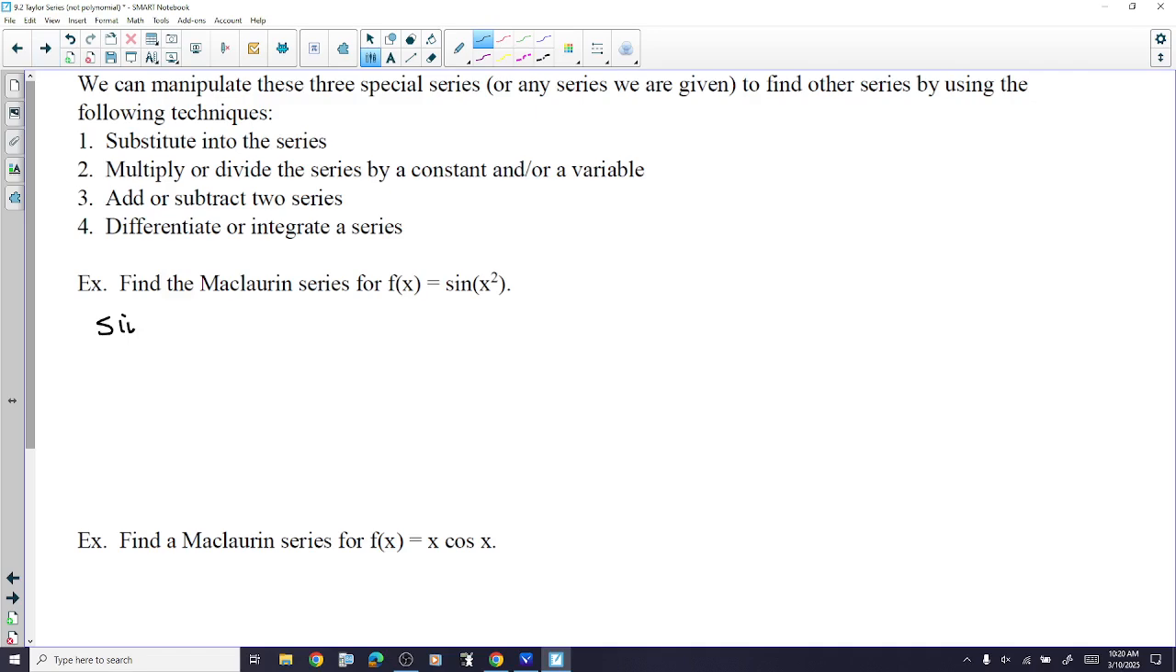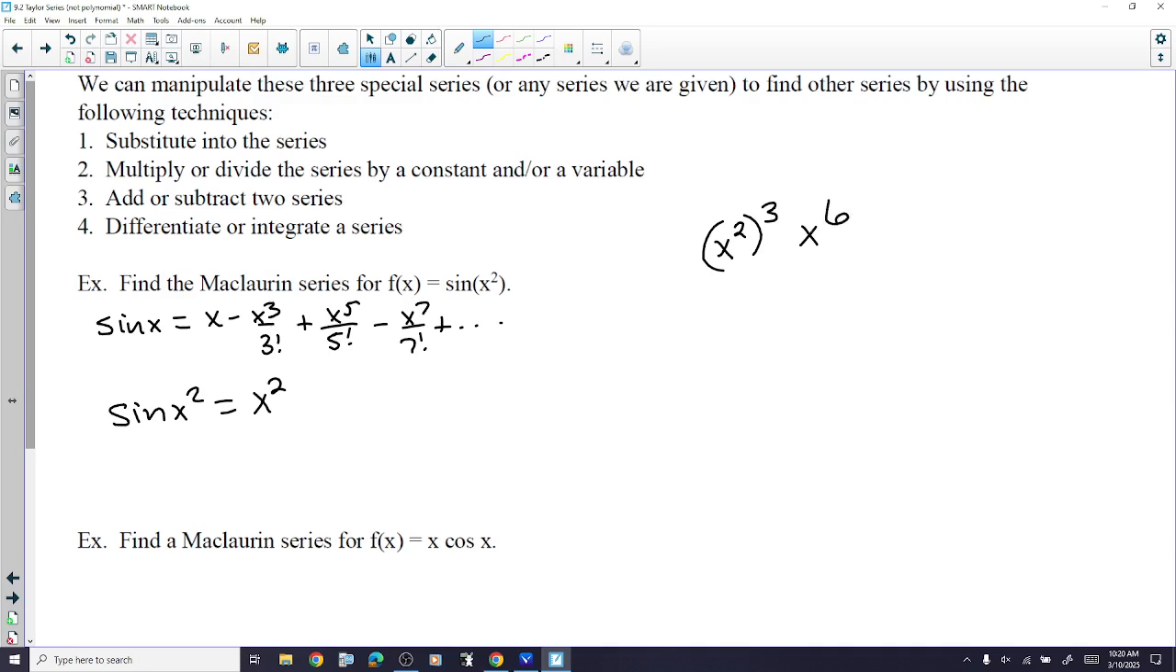Let's start out with sine of x. We just did that: x minus x to the third over 3 factorial, plus x to the fifth over 5 factorial, minus x to the seventh over 7 factorial. Now sine of x squared is equal to, we're going to replace all the x's with x squared. If we replace x with x squared, x to the third becomes x to the sixth. Plus x to the 10th over 5 factorial, and then minus x to the 14th over 7 factorial.